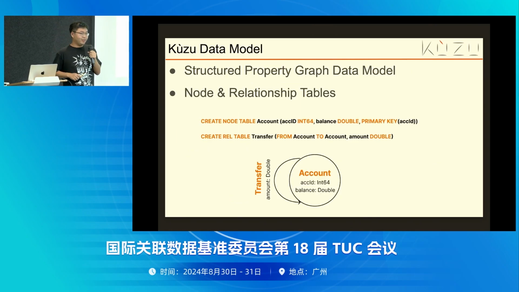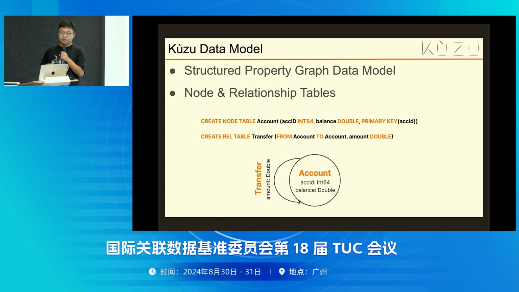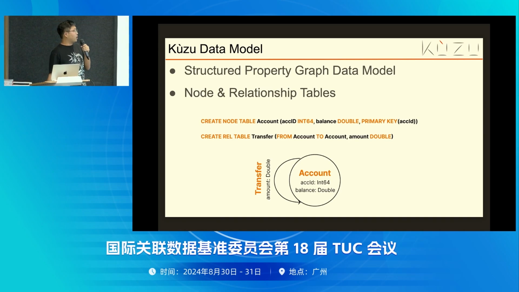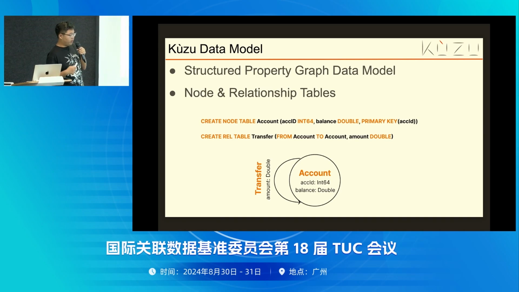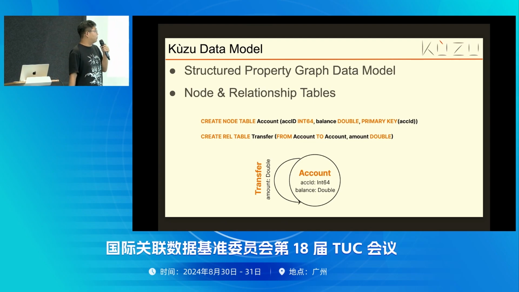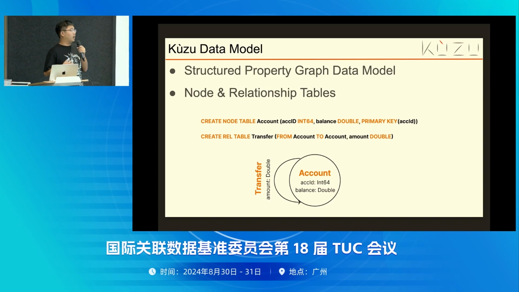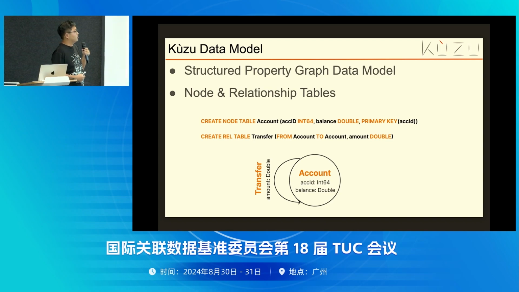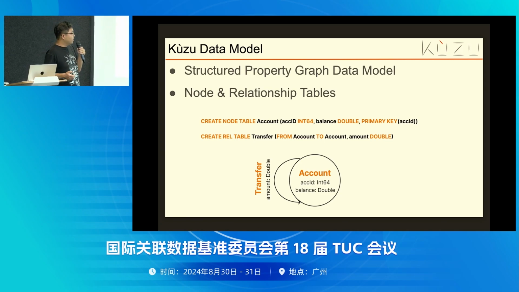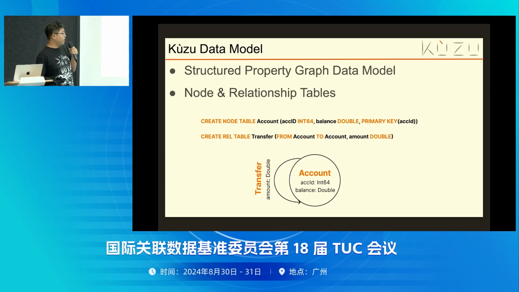So let's start with the usability features. I will start with the most fundamental one, Kuzu's data model. Kuzu uses the property graph data model, and to be more concise, we use a structured property graph model, which means we require data definitions from the user. The user needs to give us the structure of their node tables and relationship tables. In the example here, we have a simple graph schema where you have an account node and a transfer edge that goes from account to account.